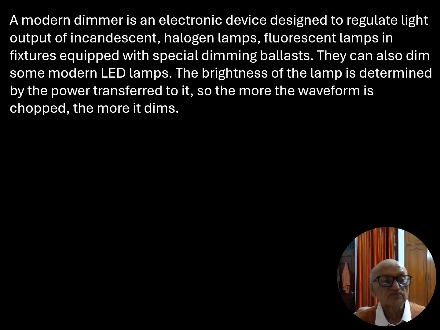Friends, a modern dimmer is an electronic device designed to regulate light output for incandescent, halogen, fluorescent, and fixtures equipped with special dimming ballast. They can also dim some modern LED lamps. The brightness of a lamp is determined by the power transferred to it. So the more the waveform is chopped off, the more it dims the light.